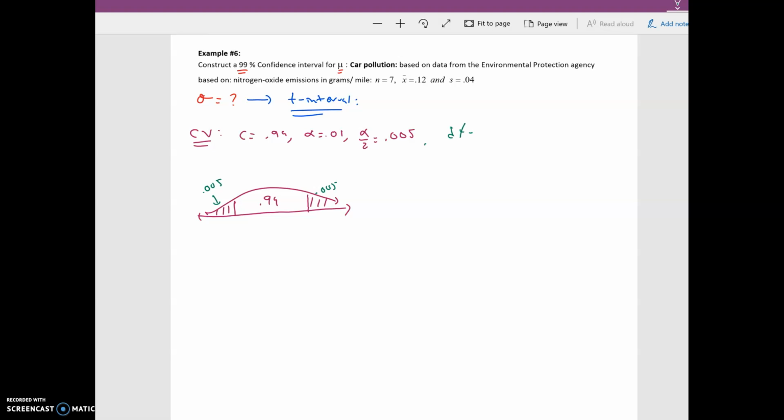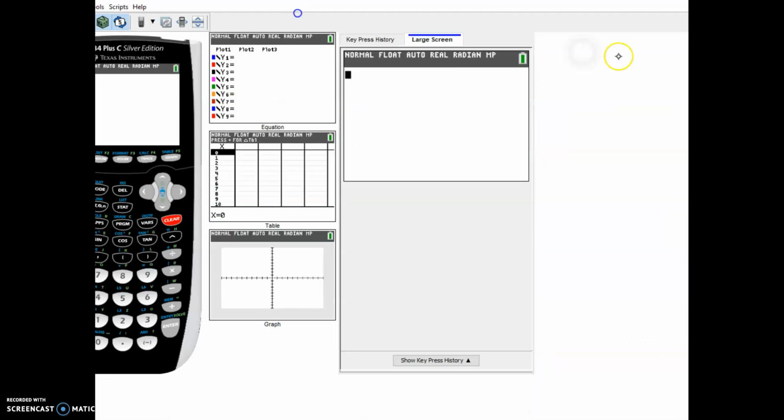The degrees of freedom is equal to n minus 1, which in this case is going to be 7 minus 1, which is equal to 6. So let me show you how to actually find this value using the calculator.